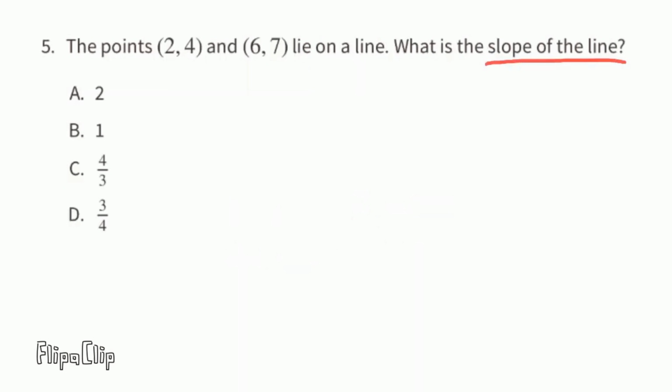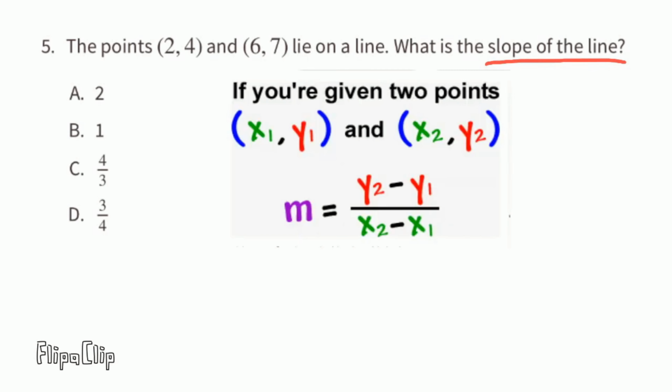Problem number 5. The points (2, 4) and (6, 7) lie on a line. What is the slope of the line? We can use this formula to find the slope of these two sets of points.